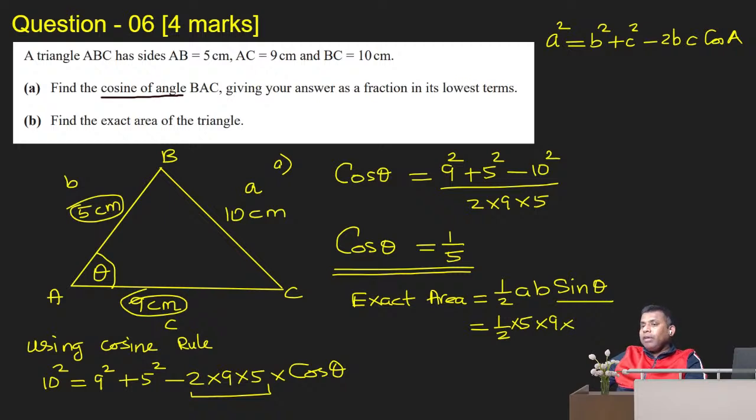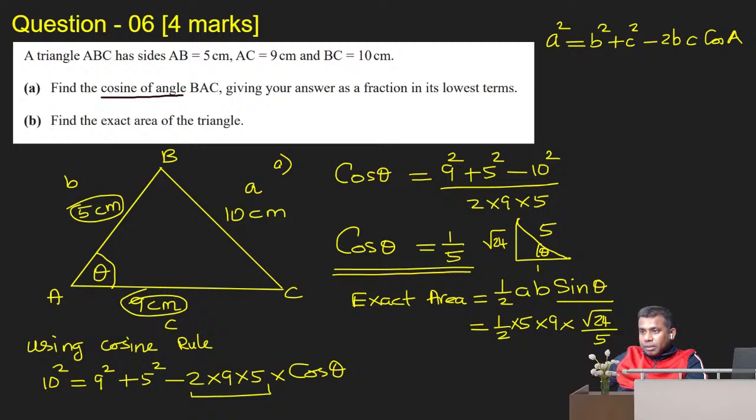Sine theta, if you know cos theta, you can draw a right angle triangle, right? In the triangle, this is theta, with 1 and 5, and this side is going to be root 24. How root 24? 5 squared is 25, minus 1, 24, root 24. So what is the sine theta? Opposite over hypotenuse, so root 24 over 5, right?